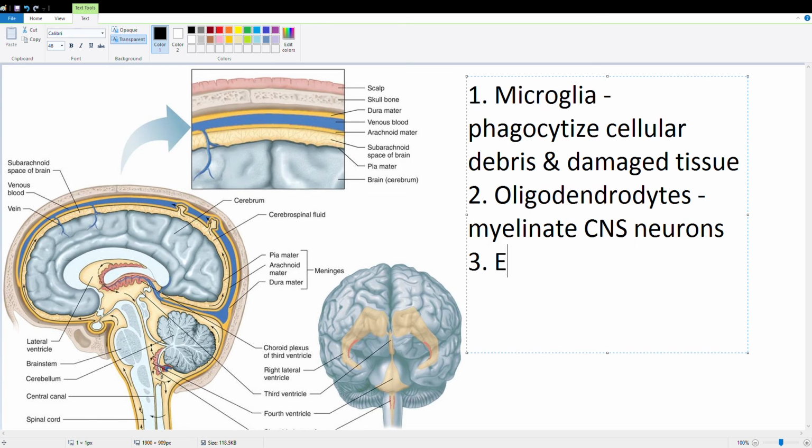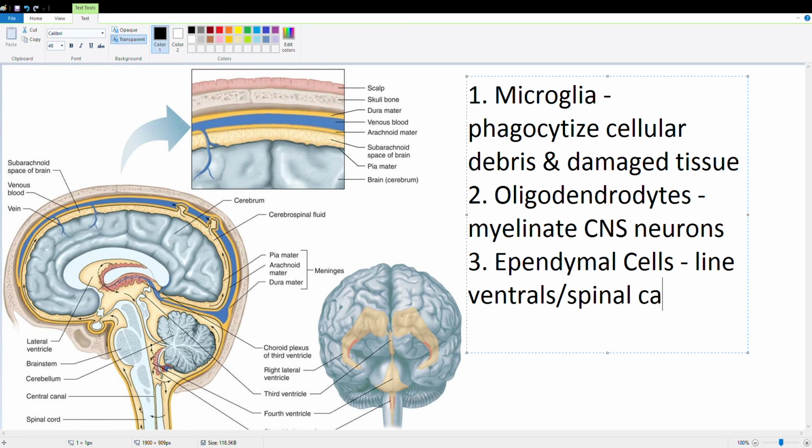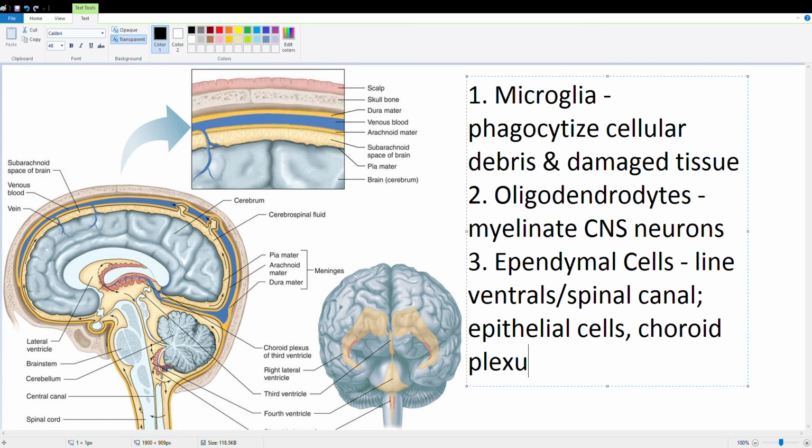Next, we have ependymal cells. These line the ventricles and the spinal canal, and these make up the epithelial choroid plexus that produces the actual cerebral spinal fluid. So I'll just put epithelial cells, choroid plexus, CSF. We'll talk about that later.